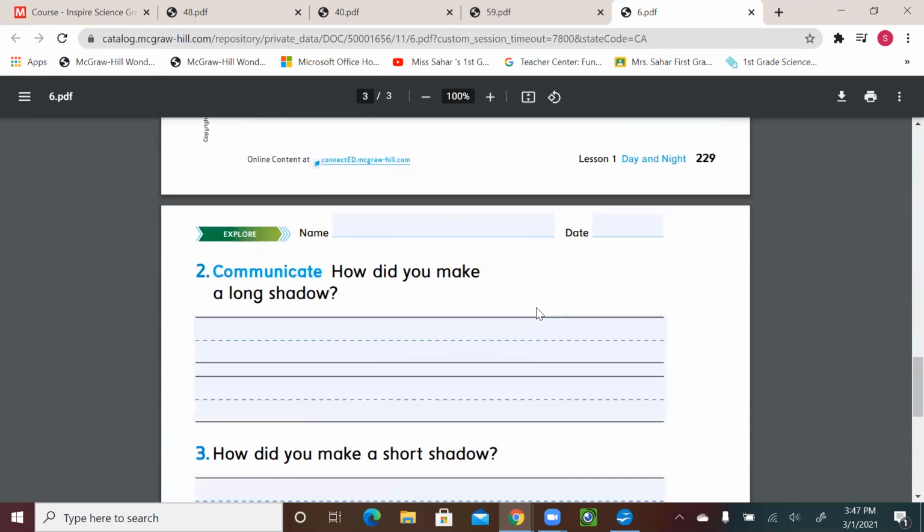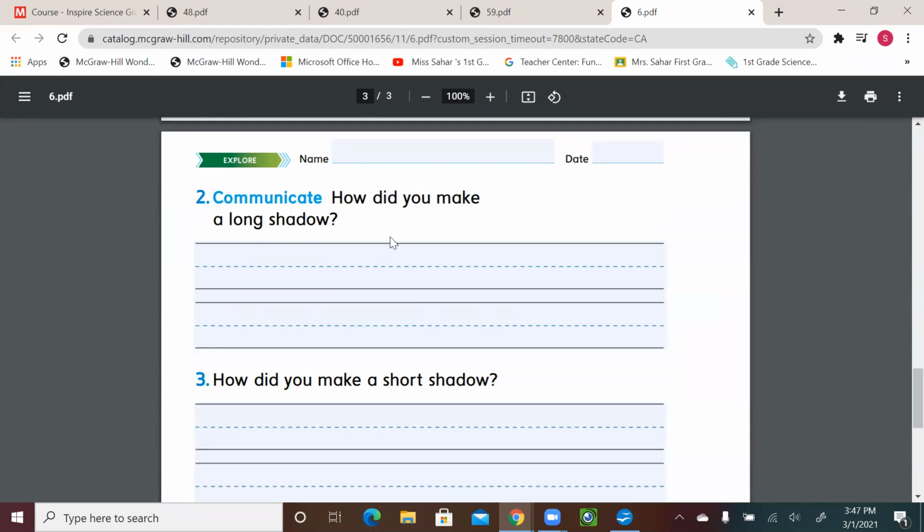All right, let's see. Communicate. How did you make a long shadow? Again, you cannot answer this unless you watch the video and do the experiment. But we can tell that when the light is on the top of the pencil or the stick, the shadow changes. So you can make it long or short when you change the source of the light, the flashlight, when you put the light on the top, or when you shine the light on the side of the object that you have.